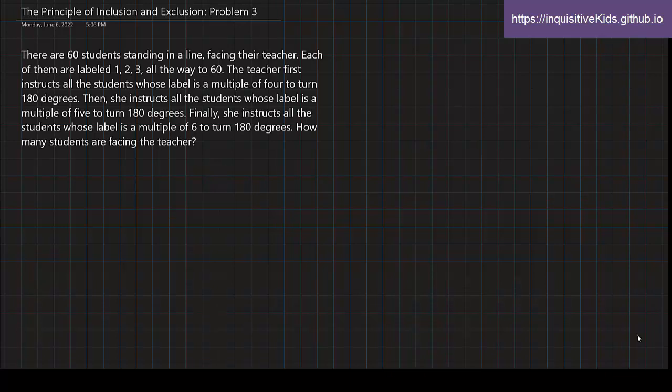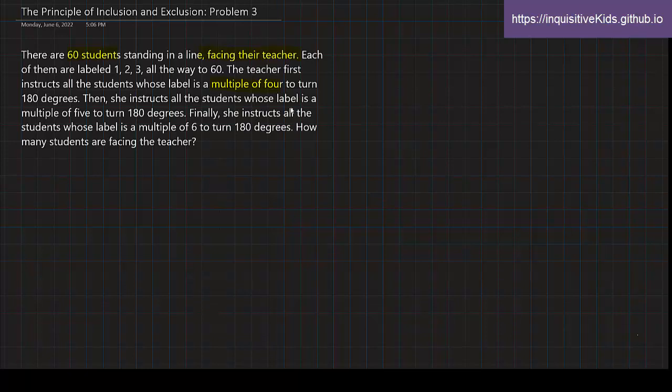Problem 3. There are 60 students standing in line, facing their teacher. So they all start facing their teacher. Each of them is labeled 1, 2, 3, all the way to 60. So each of them has a label, and it's presumably in order, 1, 2, 3, just one number per student. This teacher first instructs all students whose label is a multiple of 4 to turn 180 degrees.